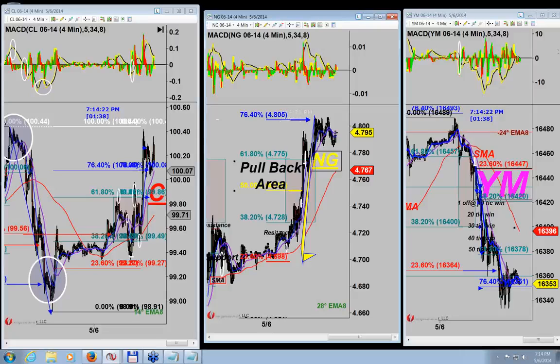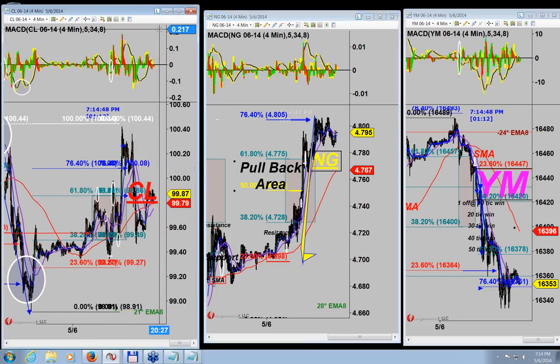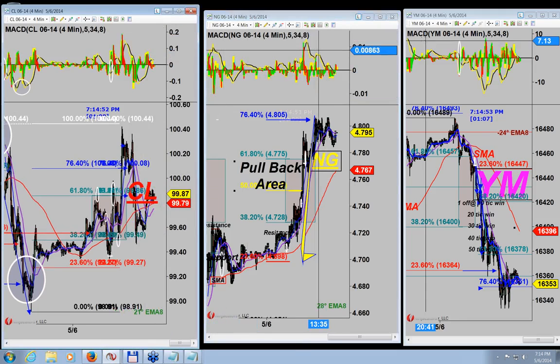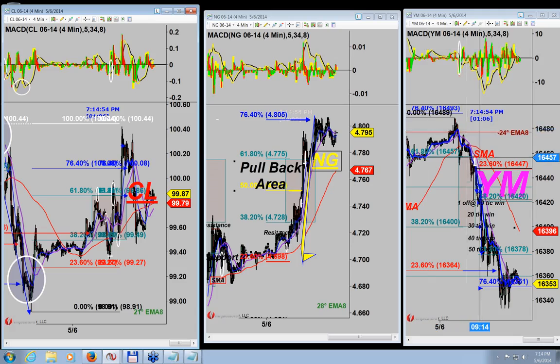In the room today we had three instruments go to winning targets, and we'd like to quickly show you how we arrive at our targets. We use fibs to get the targets. So we have CL on the left-hand chart, and we're going to show you a quick disclaimer. We have NG in the center, and we have YM on the right-hand side.